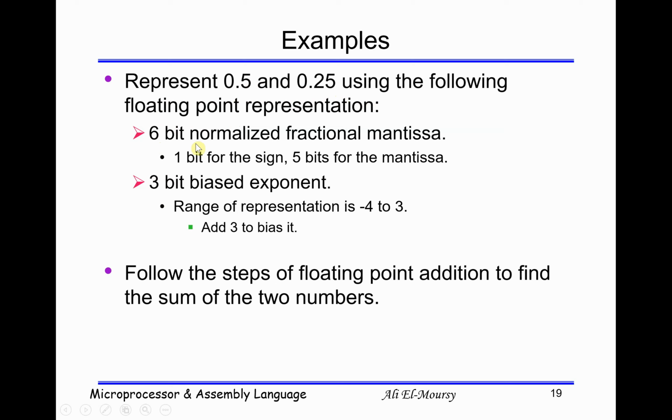Assume that I have 6 bits for the normalized fractional mantissa. That means 1 bit for the sign, 5 bits for the fractional mantissa itself, and I have 3 bits for the biased exponent. So we have here a very simple toy model of the IEEE standard. Definitely the IEEE standard uses a much larger number of bits for the mantissa and exponent, but for the demonstration here we're using a way smaller number of bits.